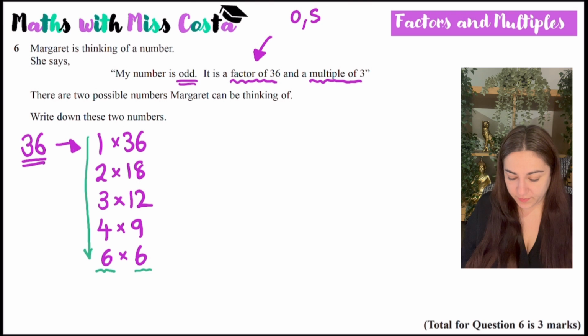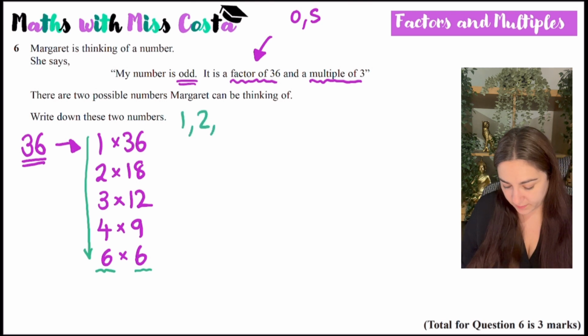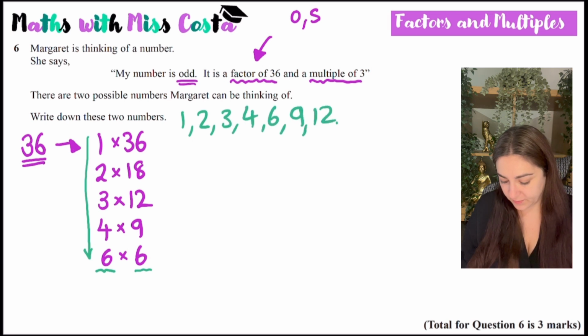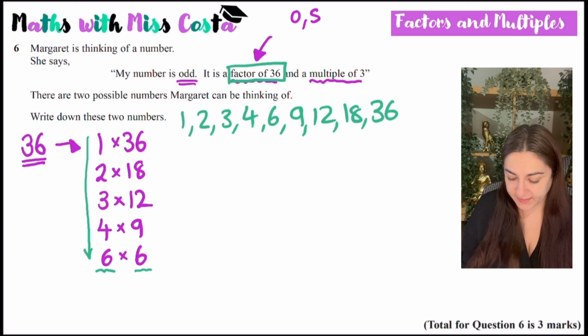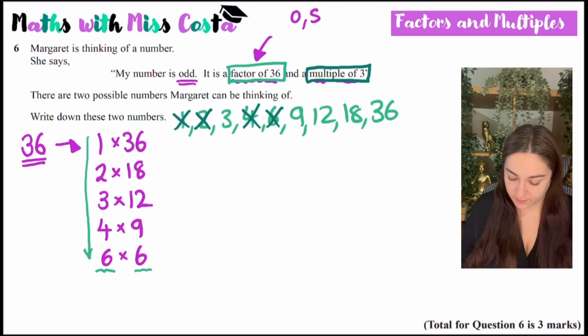So I know that Margaret, the number that she's thinking of, has to be either 1, 2, 3, 4, 6, 9, 12, 18, or 36, because these are the factors of 36. Now, she also says that it has to be a multiple of 3. So what we can do is we cross out any number that isn't a multiple of 3. So you're just left with 3, 6, 9, 12, 18, and 36. They're all multiples of 3.